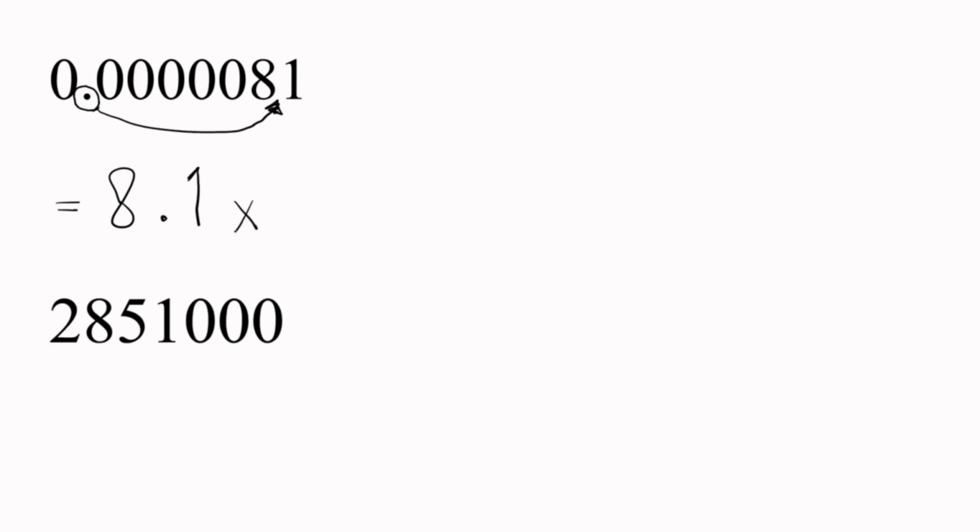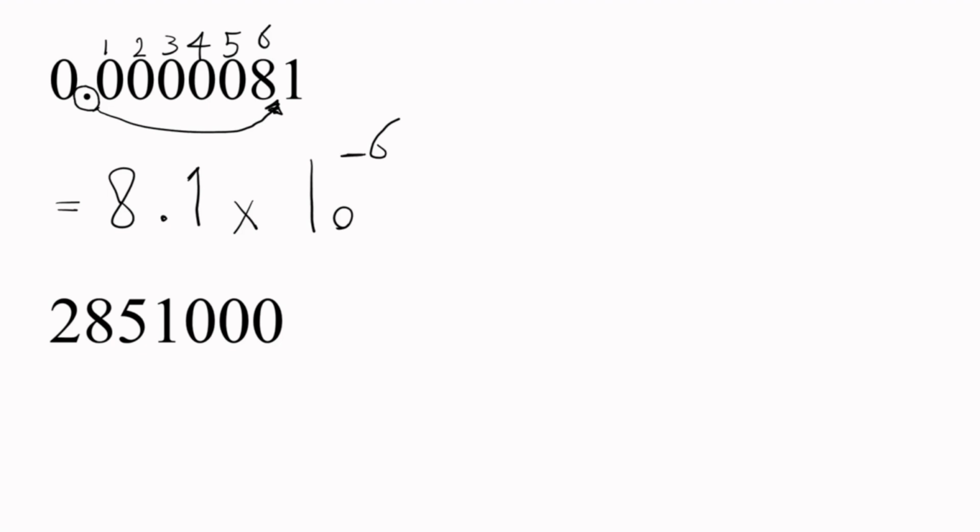And I must multiply it by 10 to the power of something. But what is something? For how many digits did I move the decimal point? Look, first digit, second, third, number 4, 5, 6. For 6 digits. So it is going to be 10 to the power of 6. Should it be positive 6 or negative 6? When you move the decimal point to the right side, it must be negative.